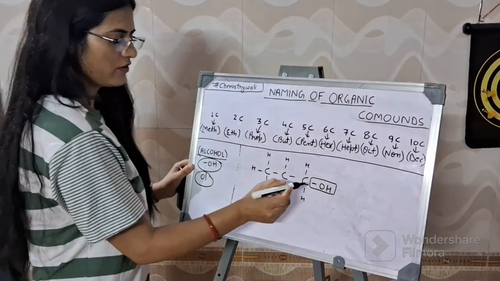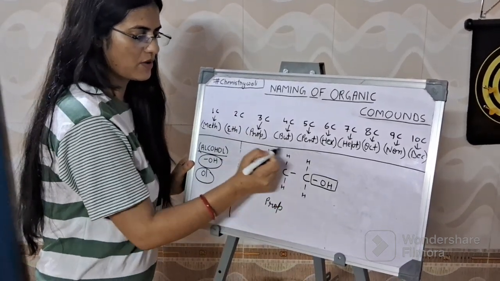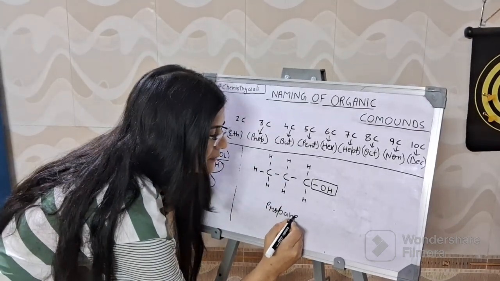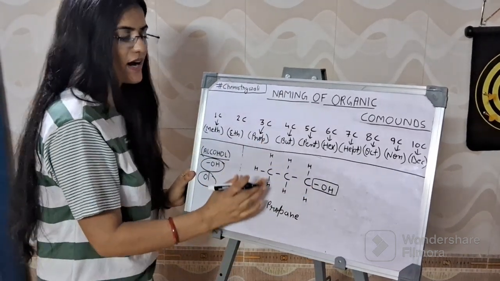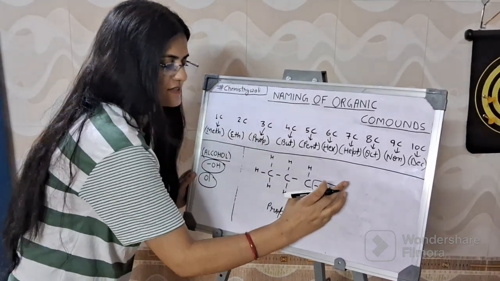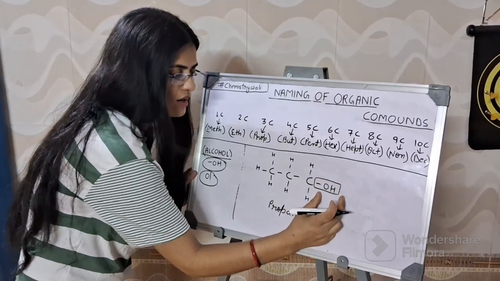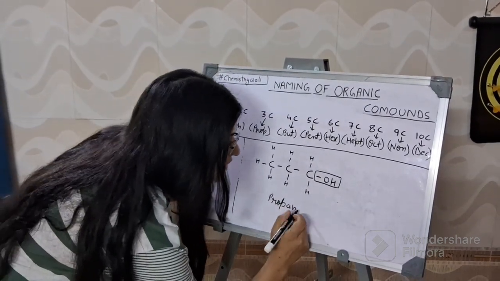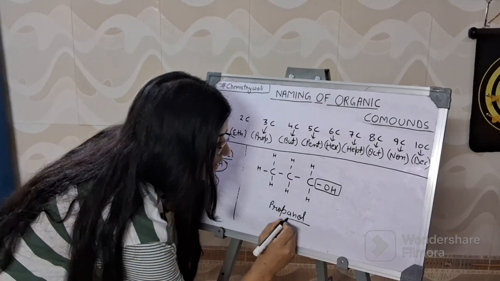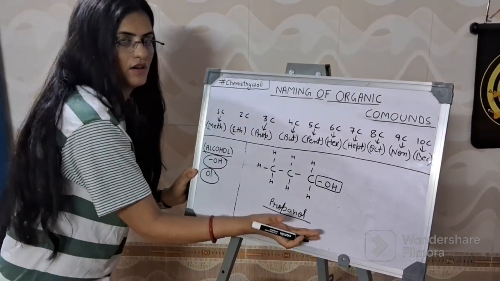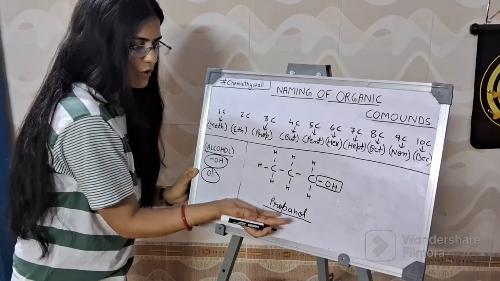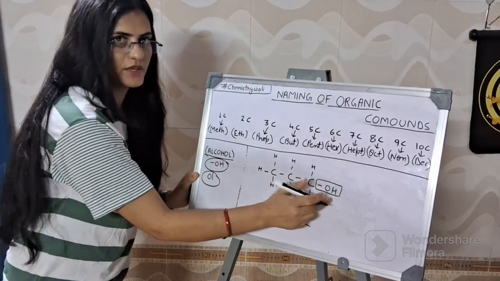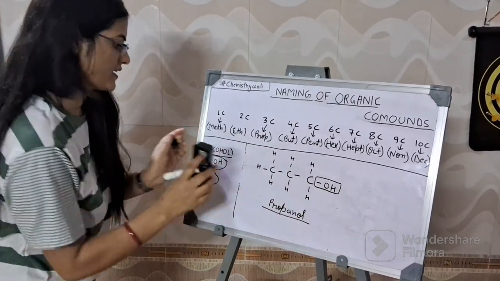Now, we will notice all bonds in the compound are single bond. For single bond we are using ane. But not all are hydrogen. One functional group is present here. That functional group is alcohol. For alcohol we are using the suffix ol. So now here we will add ol. Now the name of the compound will be propanol. 3 carbon prop, ane for single bond, ol for this functional group, that is alcohol group. Okay, next example.